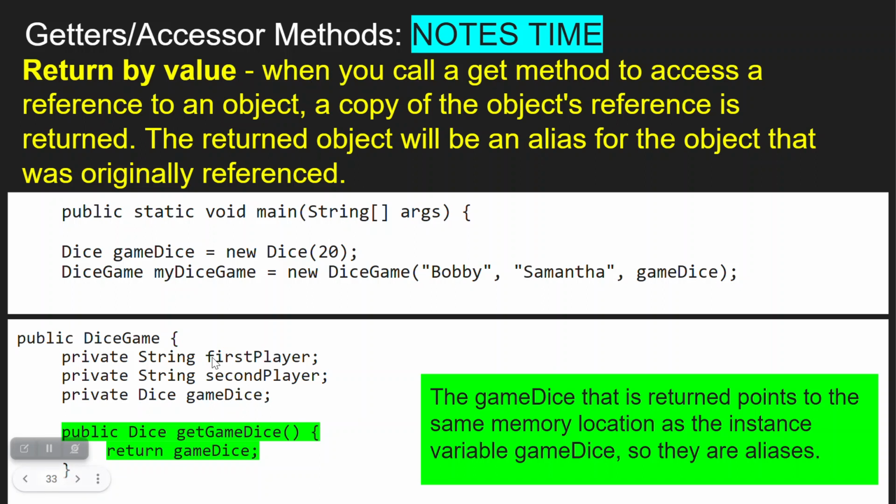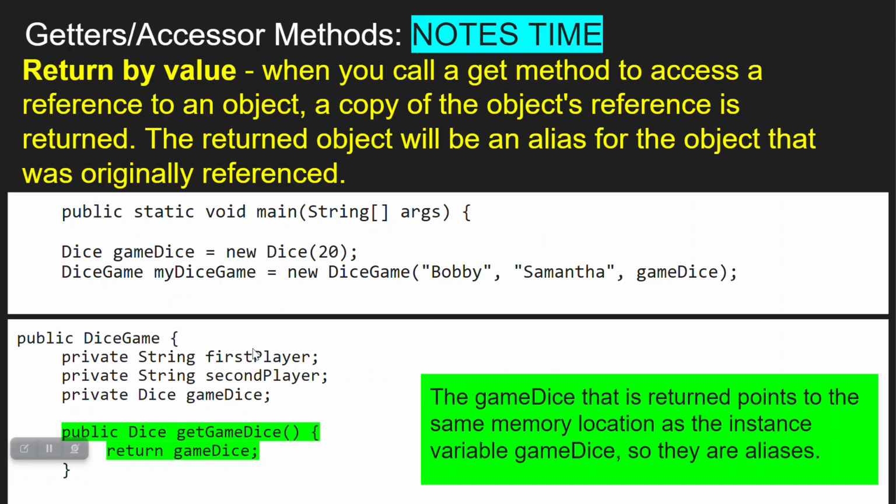Now, going along with return by value, most of the times when we have written our classes so far, we've just used your basic data types. Your primitive data types or strings have been most of our instance variables. However, it is possible to have an object of another related class as one of your instance variables, which means that you may have a get method for it.